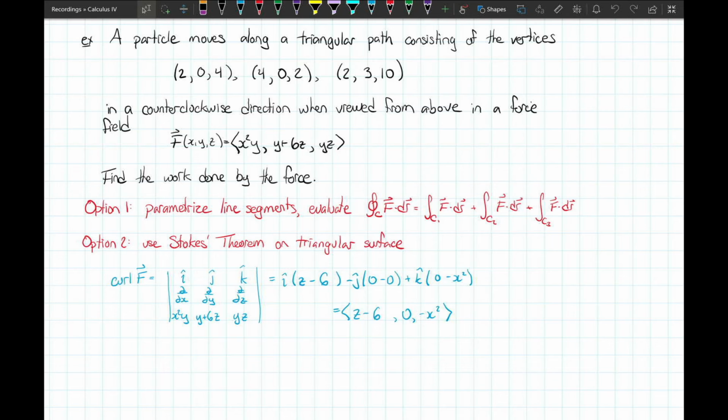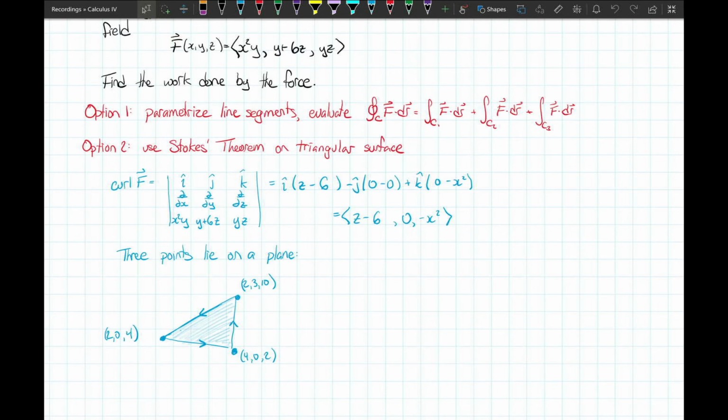But we still need to figure out what this surface is. Let's say that all 3 of these points lie on some plane, and we'll need to find out what the equation of that plane is. Now, it's fairly easy to look at the partial derivatives if we just take a look at 2 consecutive points. From (2, 0, 4) to (4, 0, 2), well, that's pretty handy. That is just moving 2 units in the x direction and moving 2 units down in the z direction.